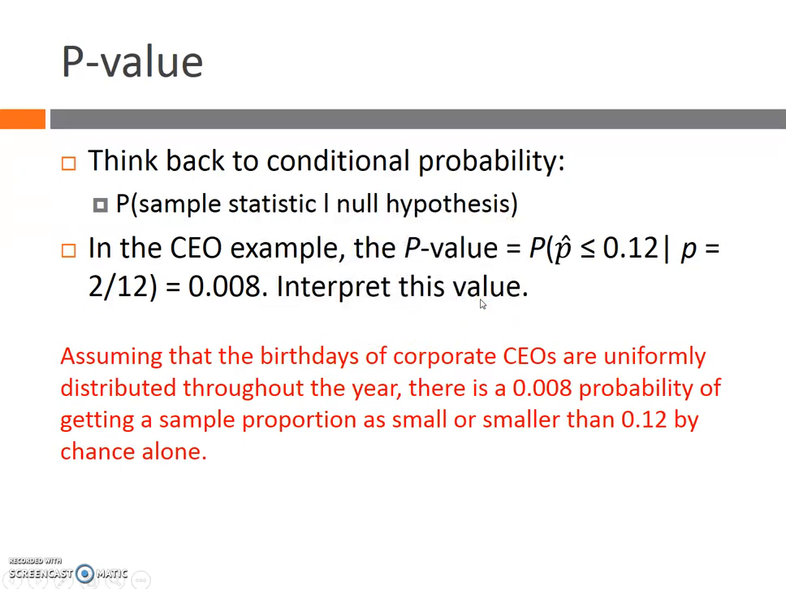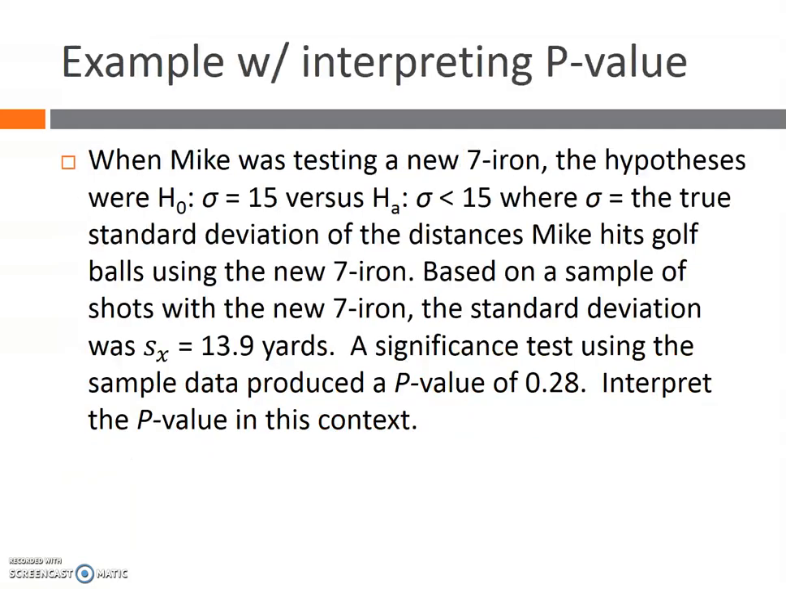Assuming that the birthdays of corporate CEOs are uniformly distributed throughout the year, there is a 0.008 probability of getting a sample proportion as small or smaller than 0.12 by chance alone.